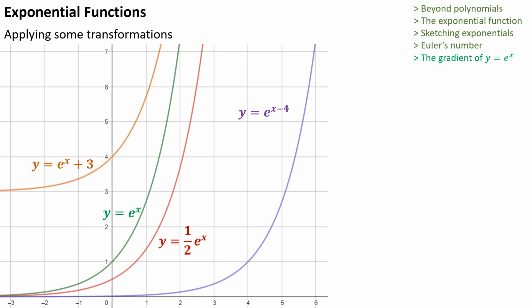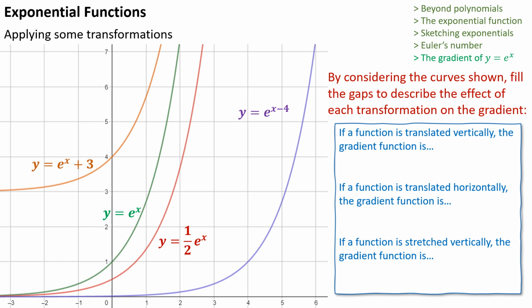We've got y equals e to the x, and then I've got a version which has been translated up, y equals e to the x plus 3. I've got a version which has been stretched vertically, y equals a half e to the x, and finally one that's been translated to the right, y equals e to the x minus 4. The question is, what effect, if any, does the gradient function have when the function itself has been transformed?